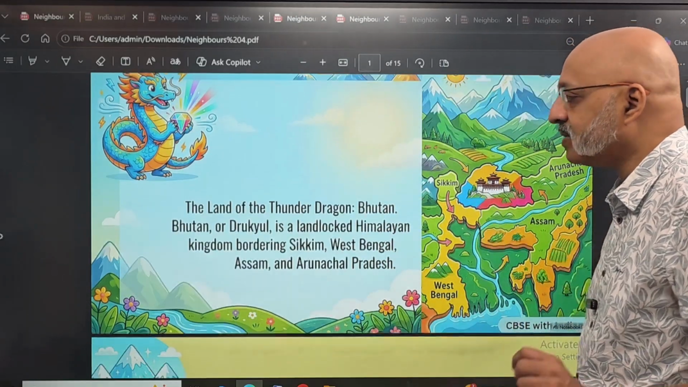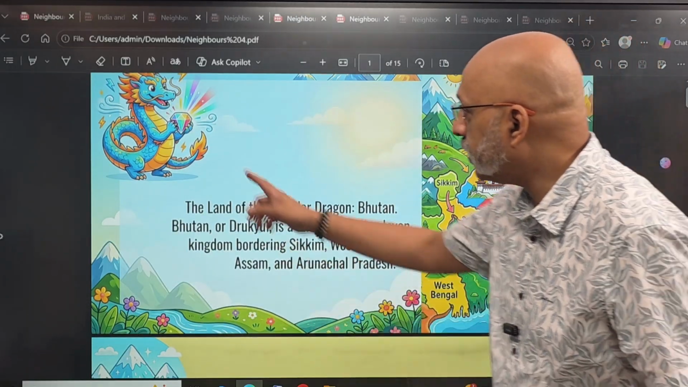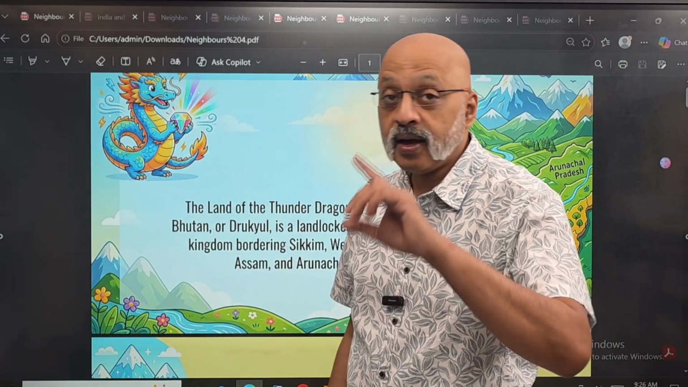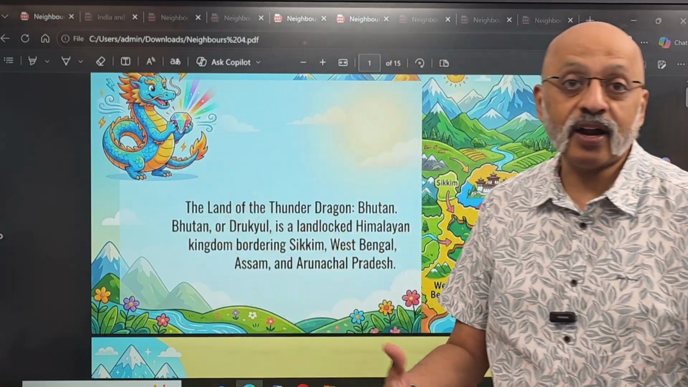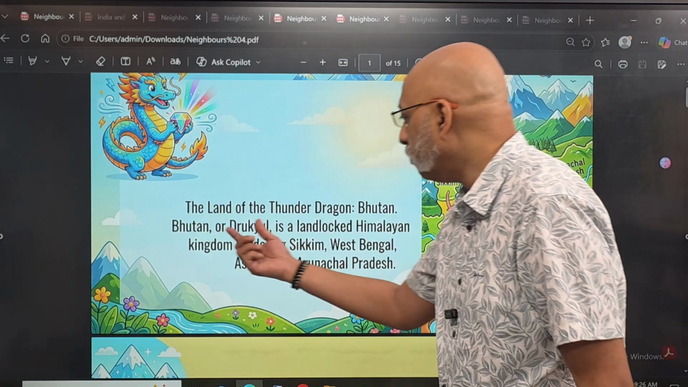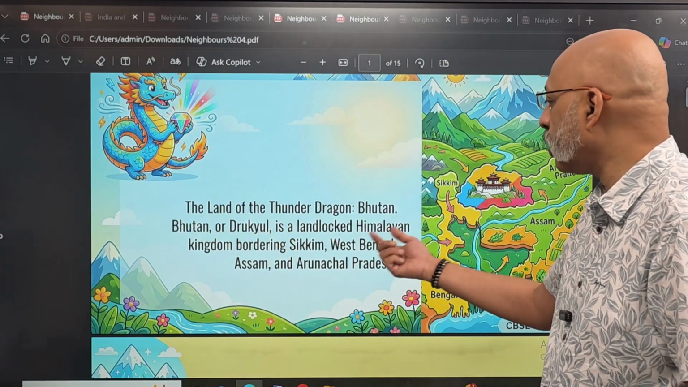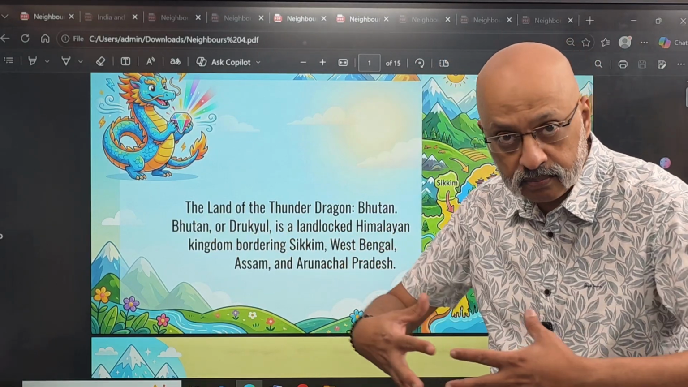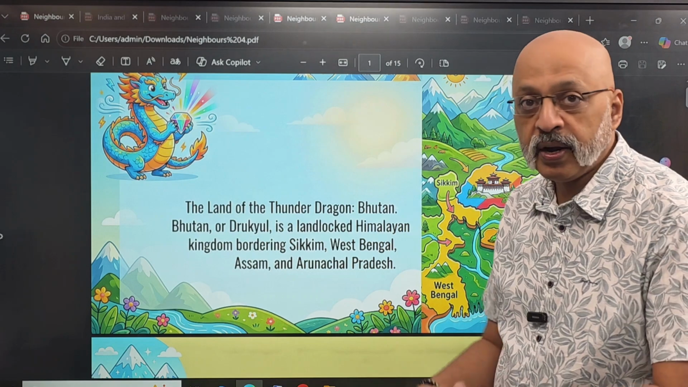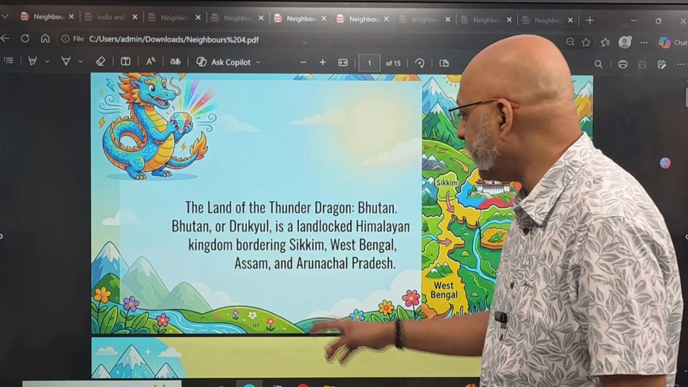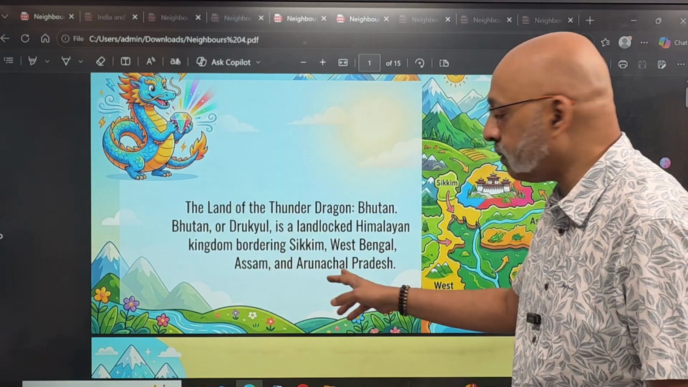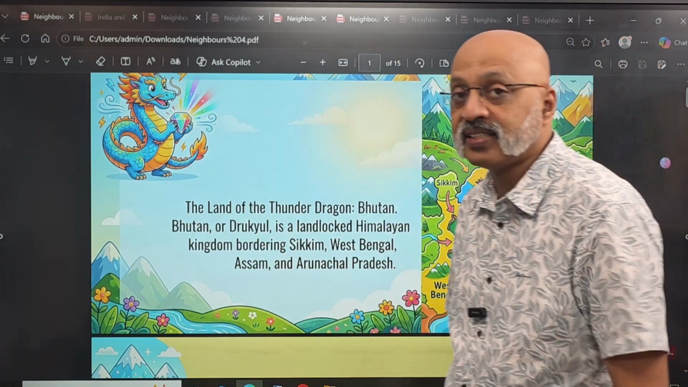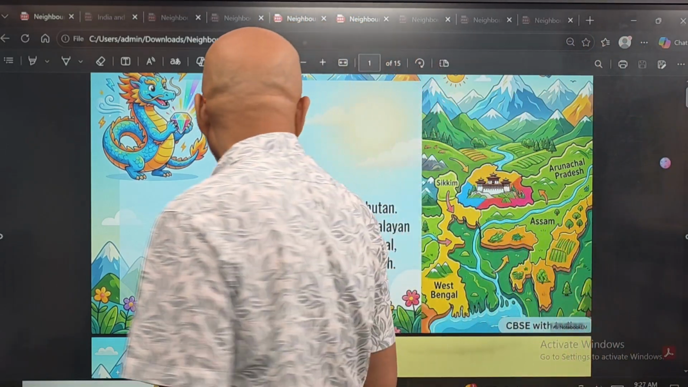It is known as the land of the thunder dragon, right? Like China is known as the land of the red dragon, this is known as the land of the thunder dragon. Bhutan or Drukgyal is a landlocked Himalayan kingdom because there is no sea. It's completely surrounded by land on all sides. It borders Sikkim, West Bengal, Assam, and Arunachal Pradesh. So Sikkim has a border with 4 states in India.